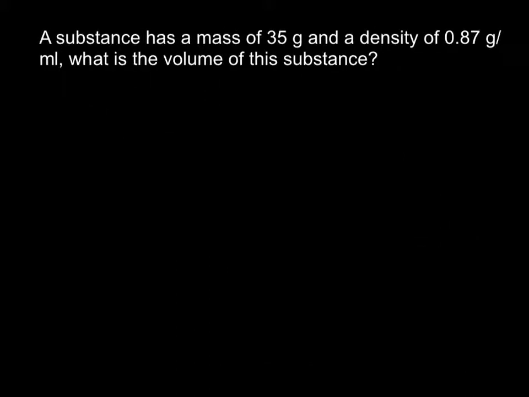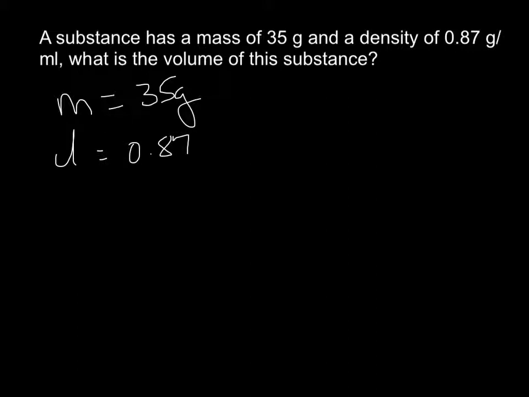So in this equation, it says a substance has a mass of 35 grams and a density of 0.87 grams per milliliter. What's the volume? So this time we're trying to just get the volume by itself. So what do we know? Well, we know the mass is 35 grams, and we know the density is 0.87 grams per milliliter. So what is the volume?